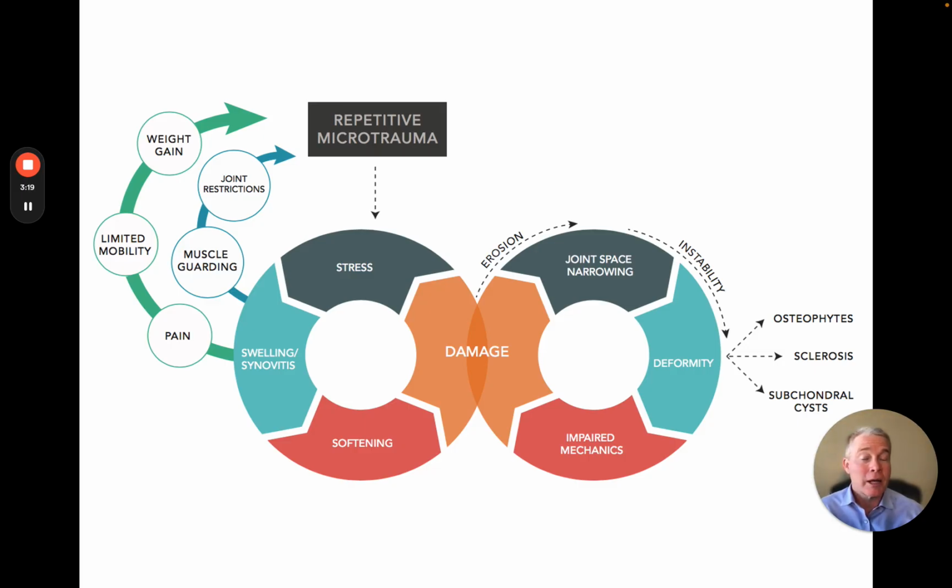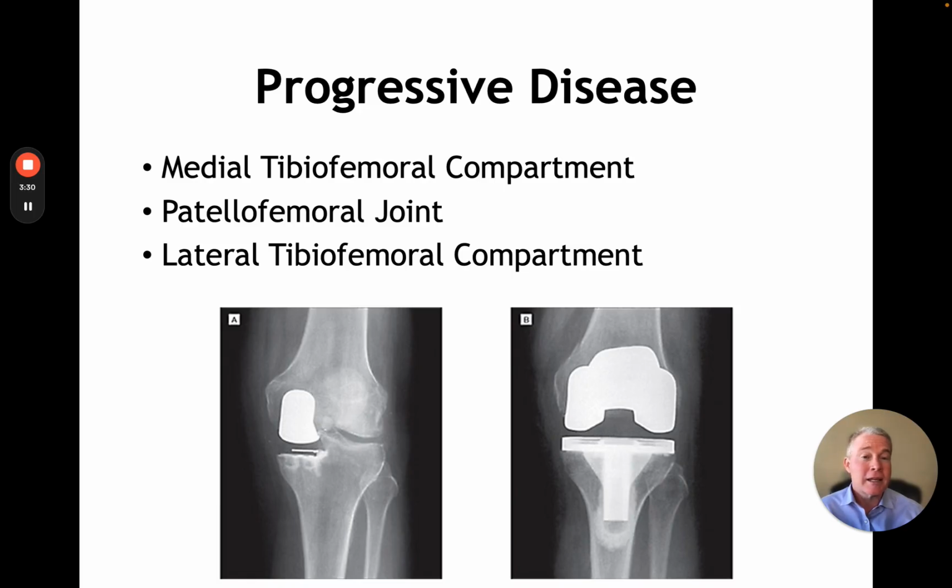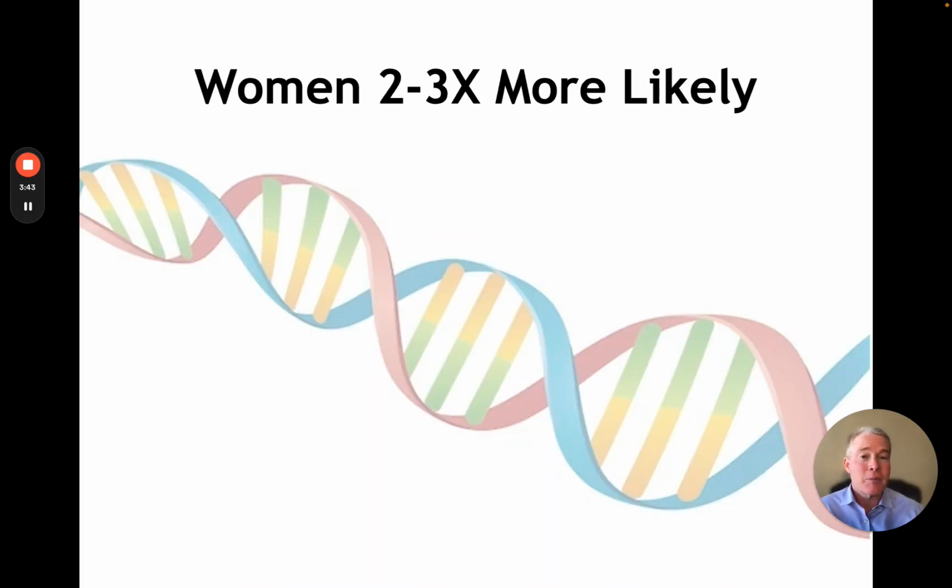The things that you and I see symptomatically from an objective standpoint would be muscle guarding and joint restrictions, which are really symptoms of something else that went wrong. So what we want to do today is identify what went wrong. We know that osteoarthritis is progressive, that it often affects the medial tibiofemoral compartment, but it also certainly irritates the patellofemoral joint. That's where our focus is today, on that patellofemoral joint.